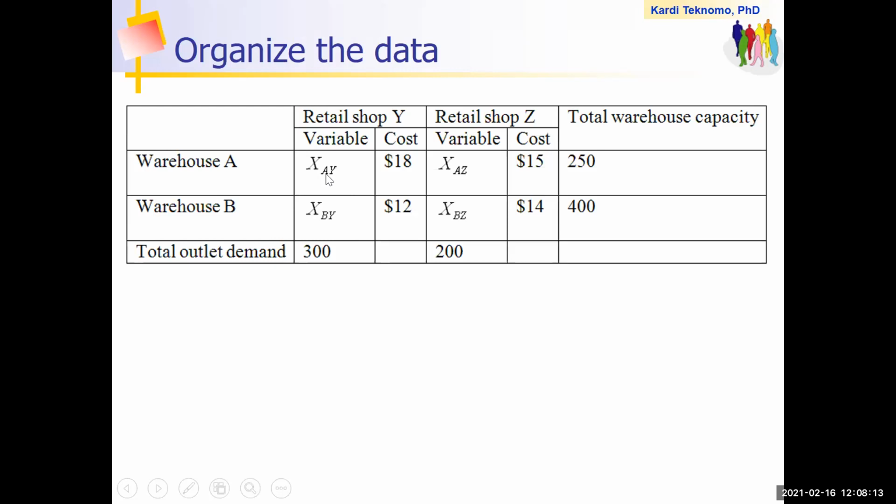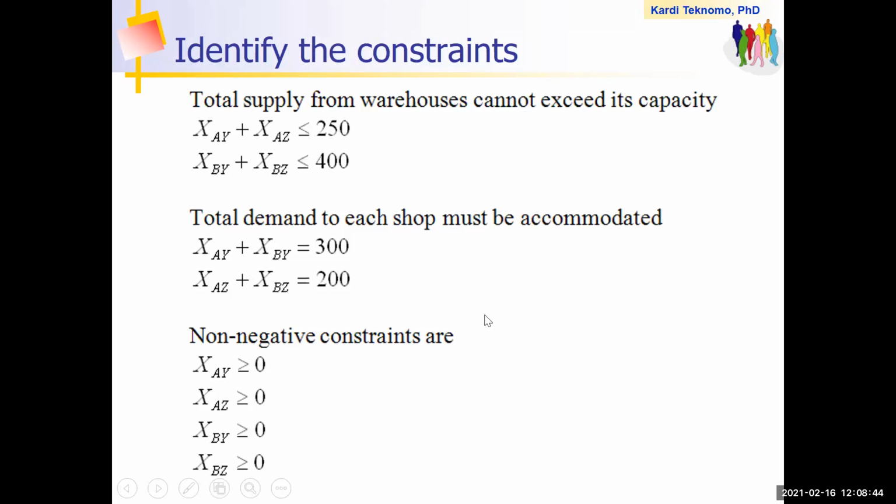Wait, sir. In this case, usually we have what we call the Z function, right? Z equals blah, blah, blah. The one that we want to minimize, so we will also have a function like Z equals to. Correct, that one is the objective function. That will be in the next step. So now we start with the constraints first.